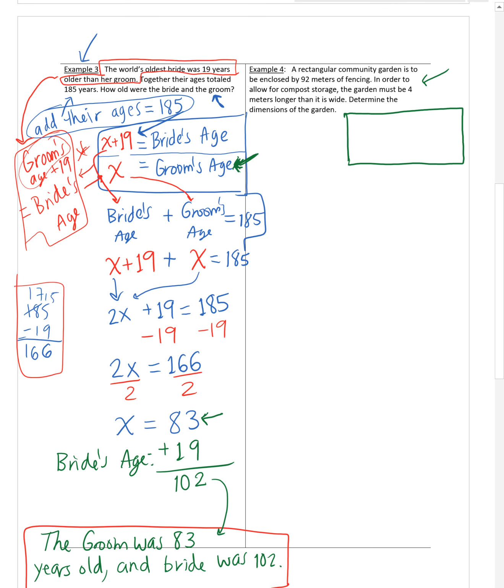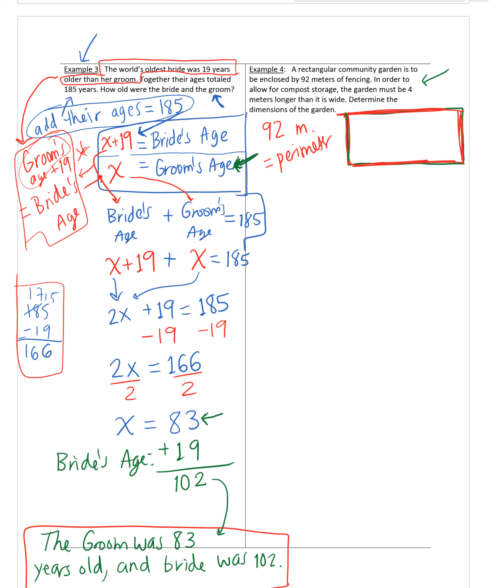Okay, so a rectangular community garden is to be enclosed by 92 meters of fencing. So I guess we're fencing along one side here, plus along this side, plus along this side, and along this side. So the four sides together is going to be 92 meters of fencing. If you're not too familiar with geometry, we call that perimeter. That's just the distance all the way around a shape if you were to measure one side plus the other, plus the other, plus the other. Okay, so we got the perimeter.